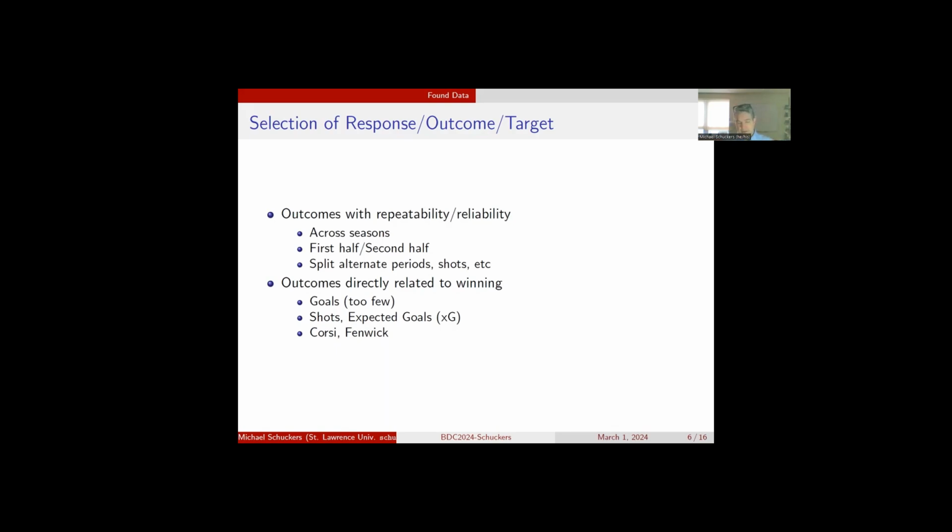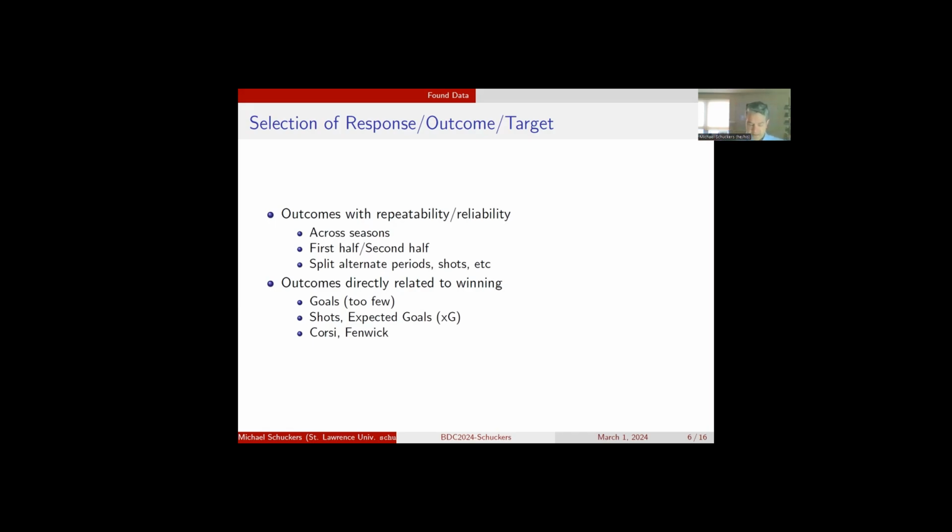And again, we are upping our sample size in terms of things that we know can be related to winning. So we know that a team's percentage of Corsi events in the first half is related to how they win in the second half of a season.